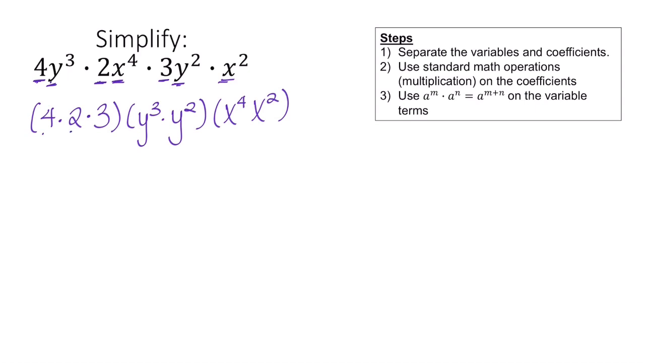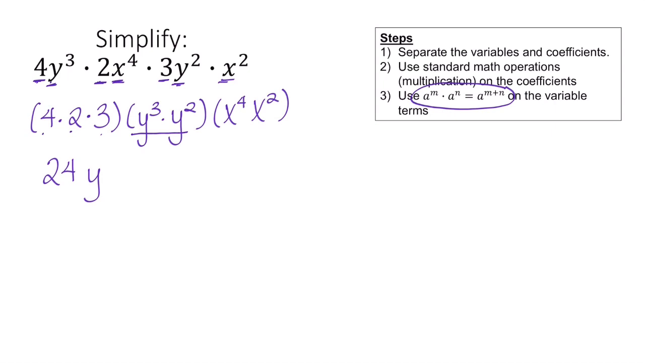Okay, so we're going to do standard multiplication there. So 4 times 2 is 8. 8 times 3 is 24. So I'm going to leave that 24 in front. Now the terms with the variables and the exponent, I'm going to use the exponent rule. Remember the rule that we're talking about in these problems is that product rule. So a to the m times a to the n equals a to the m plus n. So that means I'm going to keep the base the same. Okay, I'm going to keep the y, but then I'm going to add together the exponents.